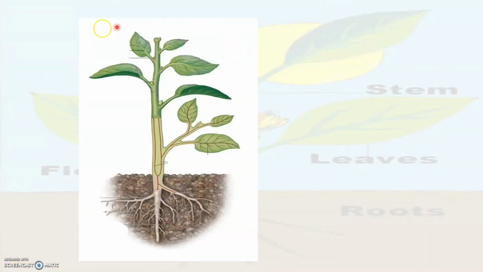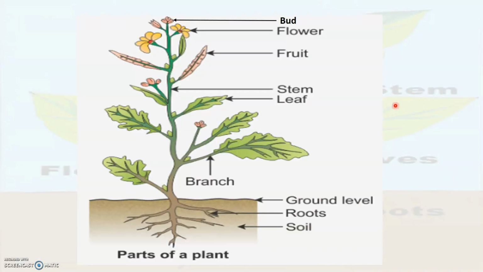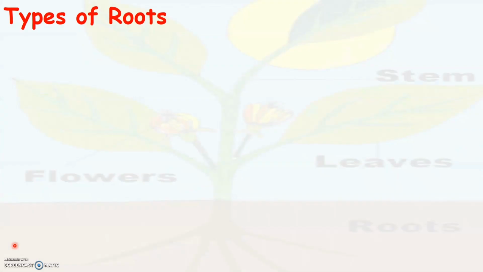We all know very well this is a picture of a plant, isn't it? Yes, a plant has two main parts, that is, the root and the shoot. The part of the plant below the ground is called the root, and the part of the plant above the ground is called the shoot. The part of the plant above the ground consists of branches, stem, leaves, bud, flower and fruit. In general, there are two different types of roots in plants.